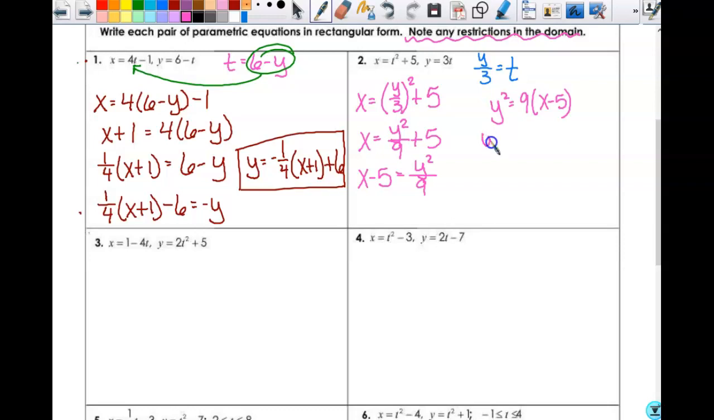Since I'm doing that, what do I have to make sure I put? Plus or minus. And that's plus or minus the square root of 9 times x minus 5. Well, I can take the square root of 9, but I can't take the square root of x minus 5. So this becomes y equals plus or minus 3 times the square root of x minus 5.